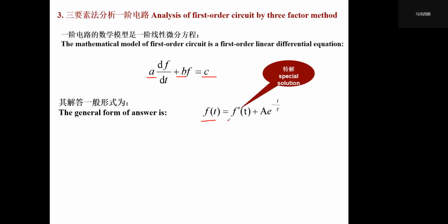f(t) equals f'(t), the differentiation of f(t), plus A times this exponential term. And we see that letting t equal 0 plus, f(0+) equals f'(0+) plus A. So A equals f(0+) minus f'(0+), the value at 0 plus. So f(t) equals this.